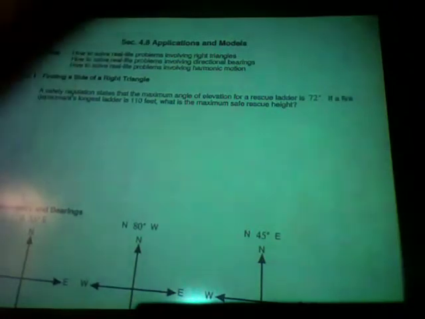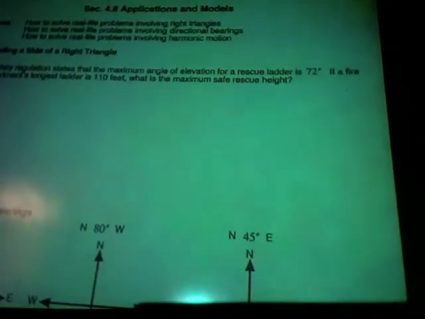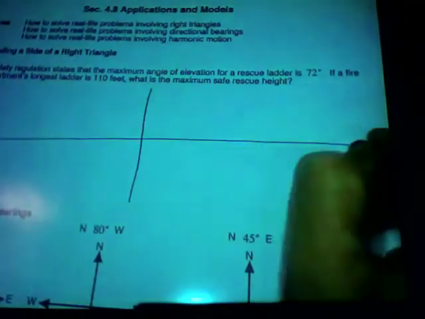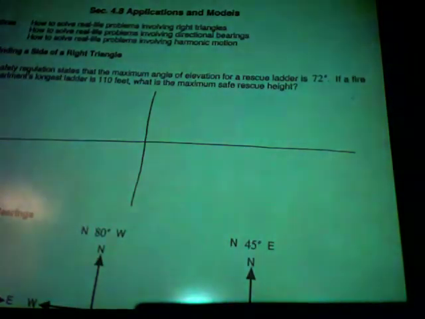All right, so example 1, we're just going to have some application problems, and so we are going to use my 4-step plan. This one says a safety regulation states that the maximum angle of elevation for a rescue ladder is 72 degrees. Because you're going to measure that, I'm sure, right? Of course. If a fire department's longest ladder is 110 feet, what is the maximum safe rescue height? Do they need to know this? I'm sure they do. Sure, it's on the fireman's test.